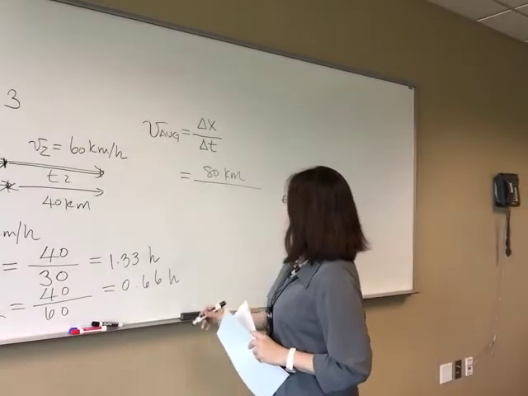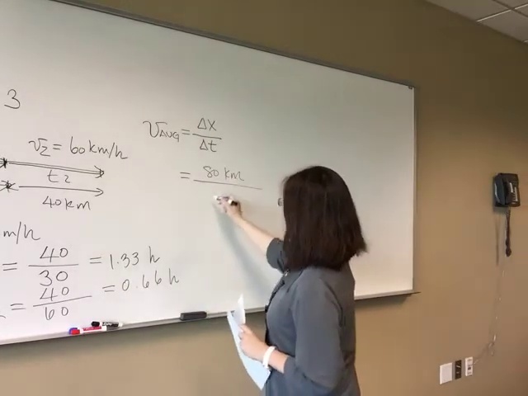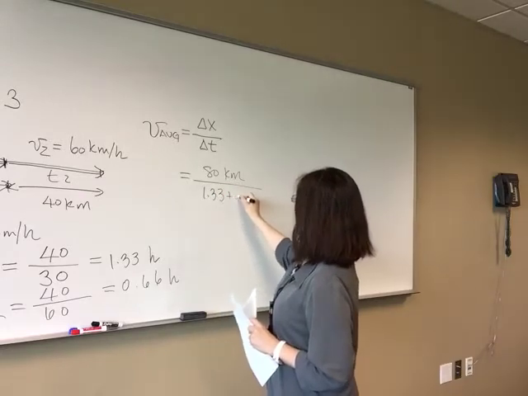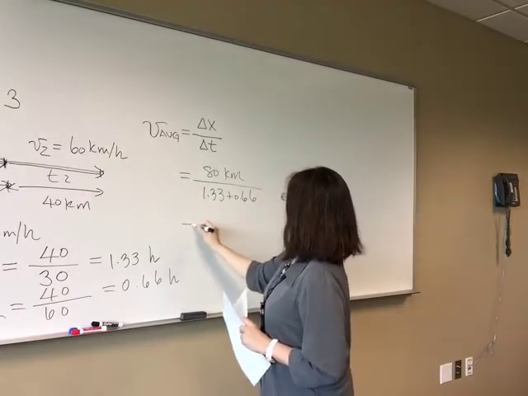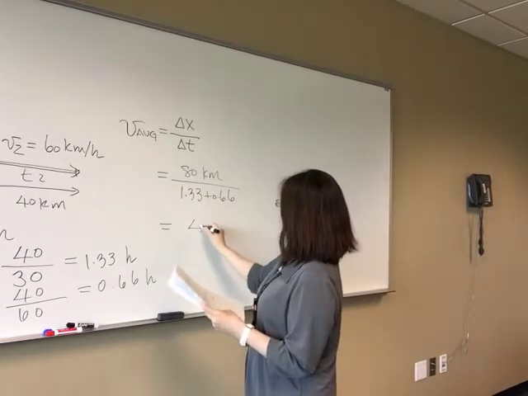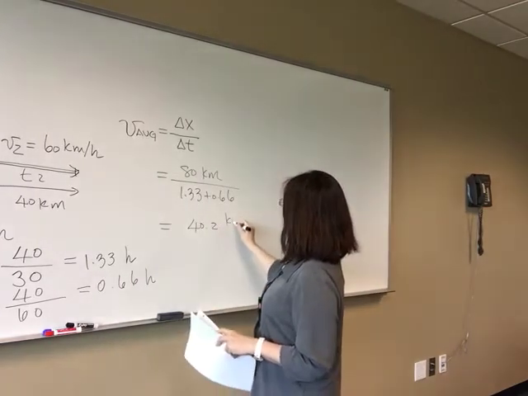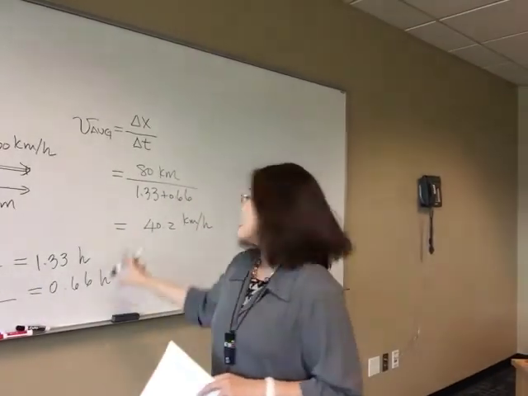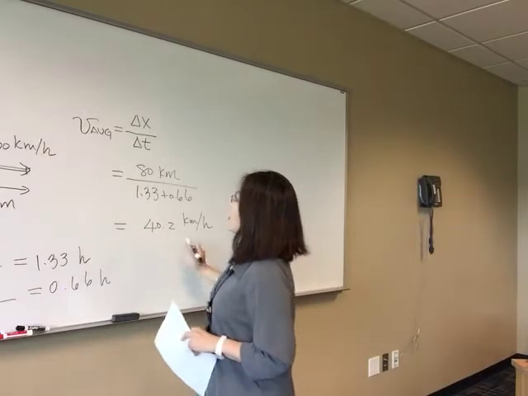So in that case, what is the delta T? Your delta T now becomes T1 plus T2. So we have 1.33 plus 0.66. So what we have here is that the average velocity would just be 40.2 kilometers per hour. Okay? So that's basically how you find the average velocity.